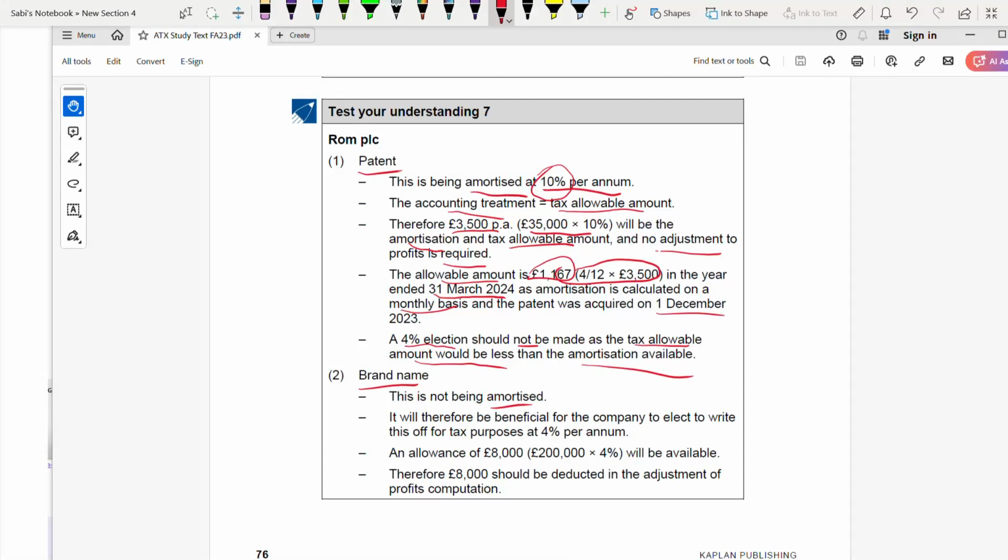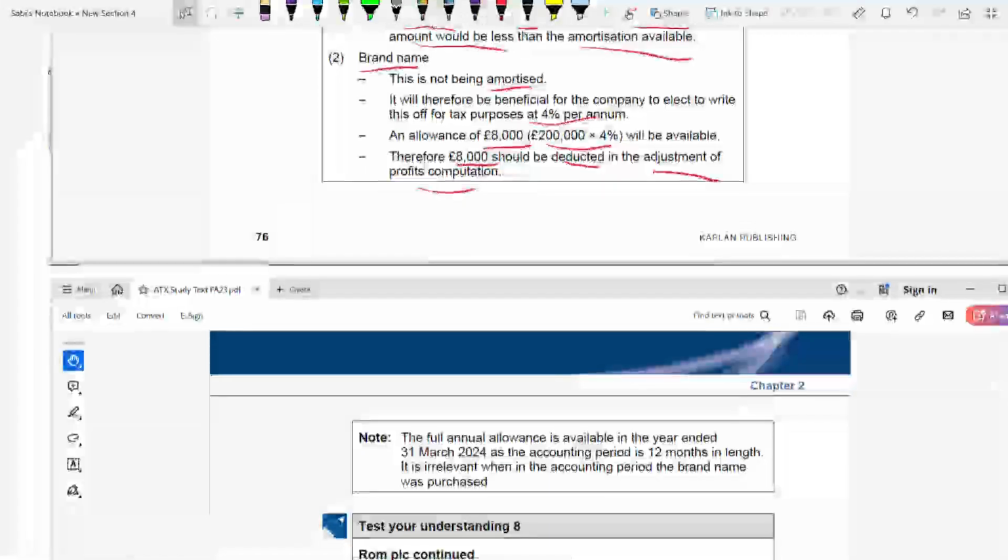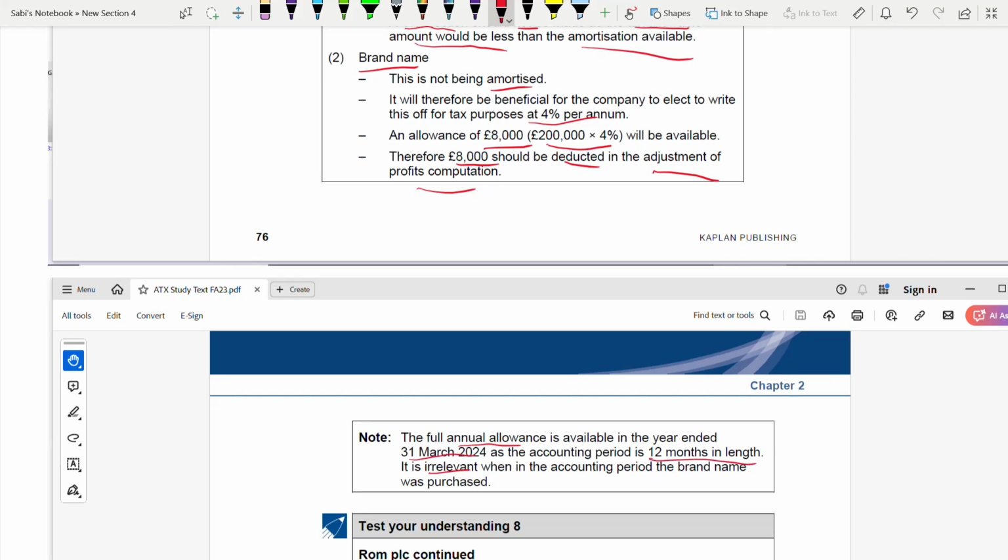Brand, if you see, it's not being amortized, so it's beneficial for you to elect, because at least you can deduct 4%. So take 4% of 200,000, it will be 8,000. This you can deduct, and this should be deducted in the adjustment of profit. Now, the full annual allowance is available in the year ended on this date, as the accounting period is 12 months in length. It is irrelevant when in the accounting period the brand name was purchased. Doesn't matter. You will get the full annual allowance.